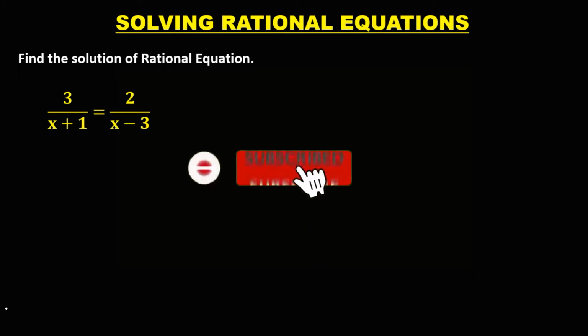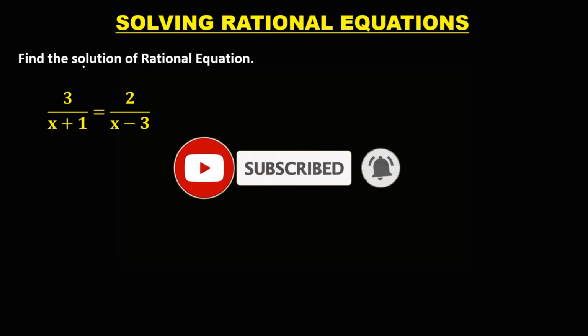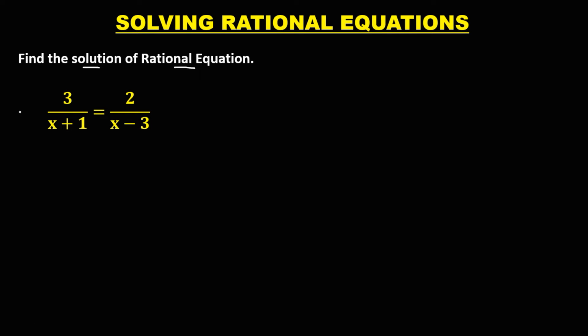Okay, so let's have this problem. To find the solution of the rational equation, since there are two rational expressions, we can use cross multiplication to find the solution of this rational equation. So using cross multiplication, multiply this 3 times x minus 3.